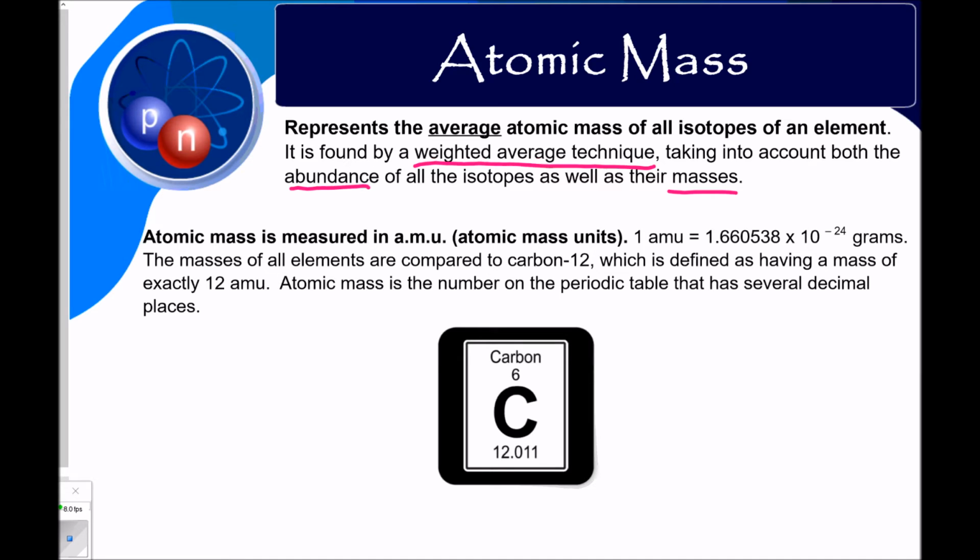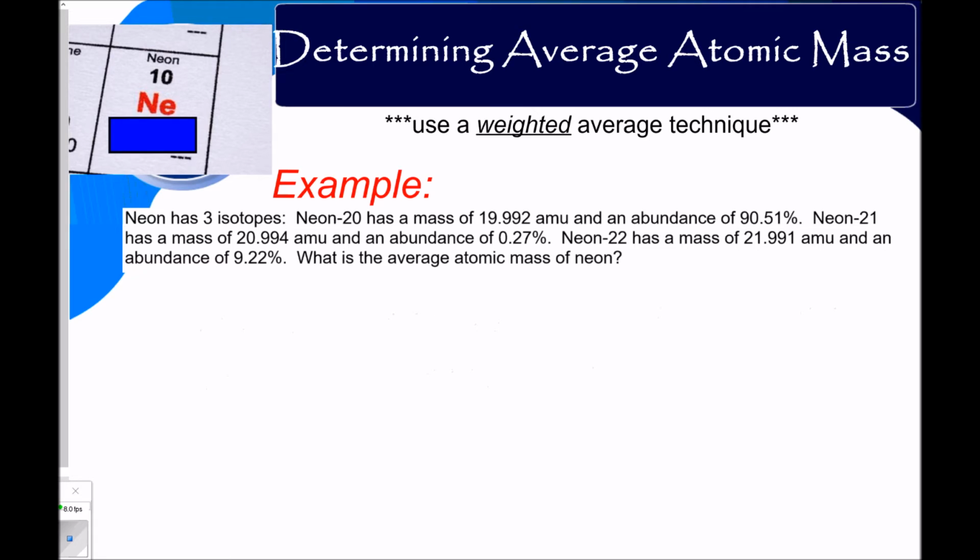Atomic mass is the number on the periodic table that has several decimal places. So the atomic mass is this number here on your periodic table, 12.011 for carbon, taking into account the mass of all the different isotopes of carbon. Determining average atomic mass. So how do they figure this out? They use a weighted average technique, taking into consideration all the different isotopes of that element.